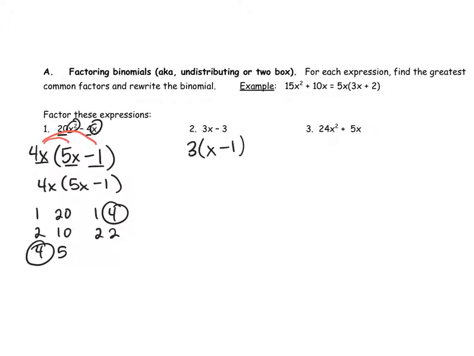So the next one, 24 and 5, we take a look at those. 24 and 5 don't actually have a greatest common factor. 5's factors are only 1 and 5, and 24 is not divisible by 5, meaning that 5 can't go into 24 as a whole number.